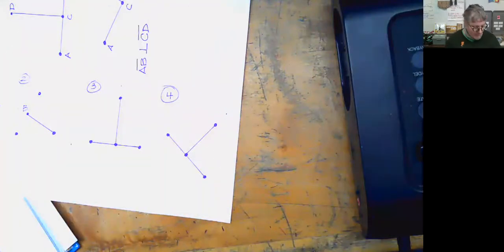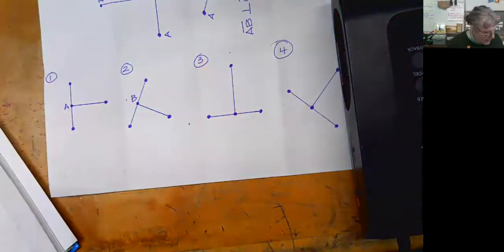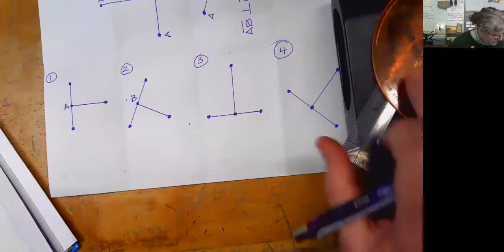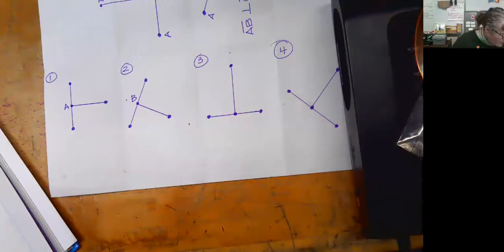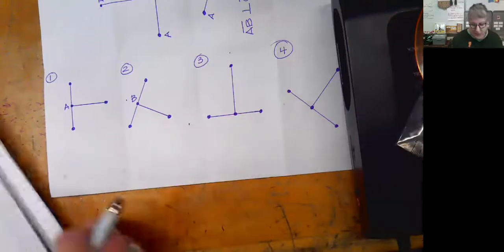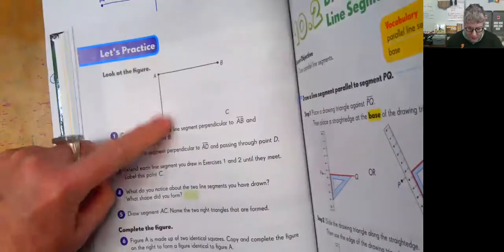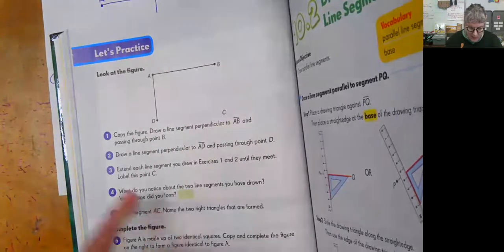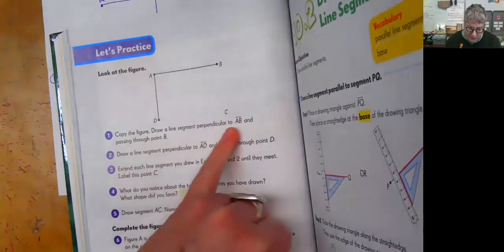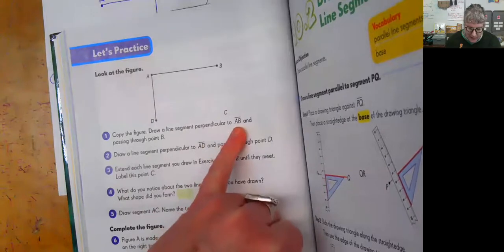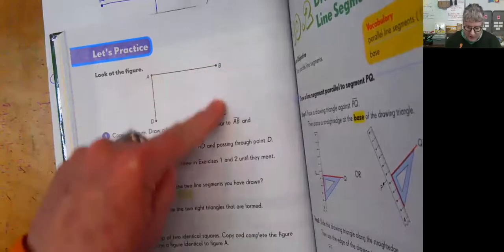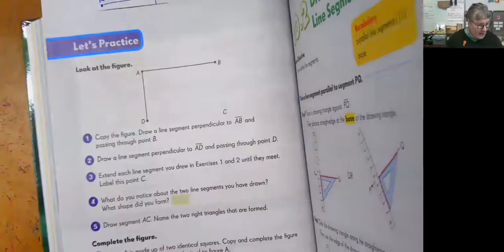All right. Now let's flip over to the next page. So they have a whole bunch of things that they want us to draw. They want us to copy this figure, which we're going to do. We're going to copy A, B. We have a C over here and we have a D. Let's copy the figure, draw a line segment perpendicular to line segment AB, and passing through point B. So we're going to draw a line segment right there. Okay. All right.